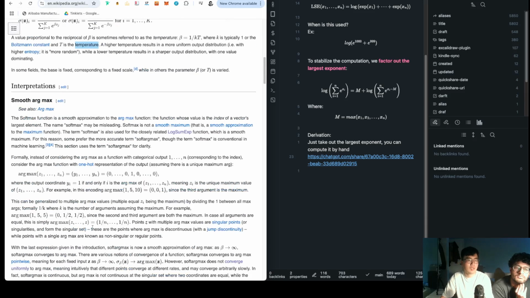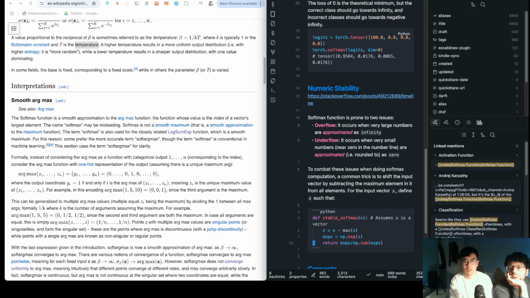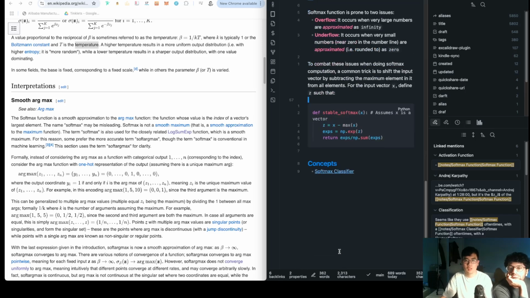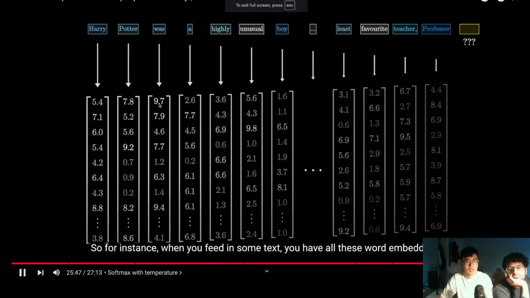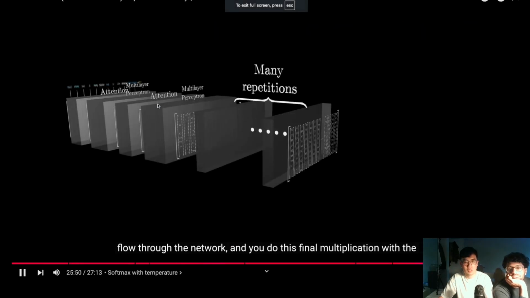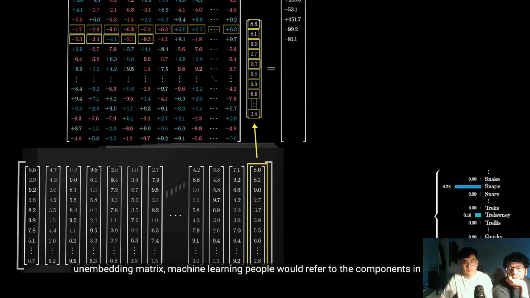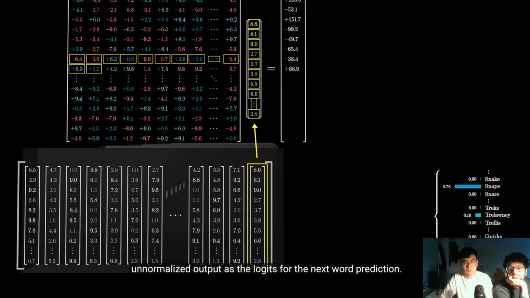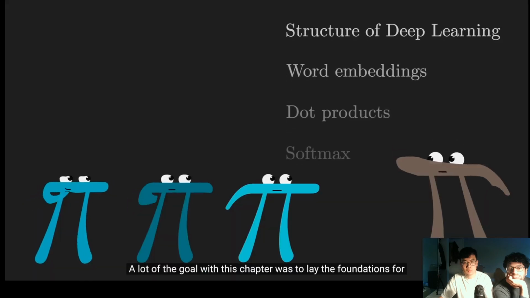As another bit of jargon, in the same way that you might call the components of the output of this function probabilities, people often refer to the inputs as logits. Or some people say logits, some people say logits. I'm going to say logits. So for instance, when you feed in some text, you have all these word embeddings flow through the network, and you do this final multiplication with the unembedding matrix. Machine learning people would refer to the components in that raw, unnormalized output as the logits for the next word prediction.